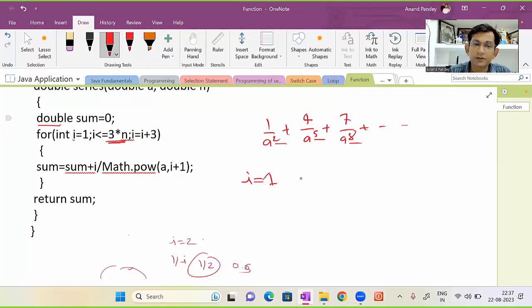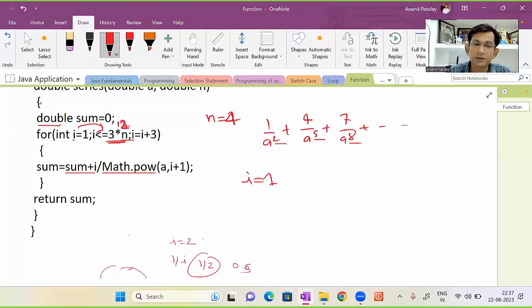This I have explained, I think, in the programming of series. You can watch from there also, but still I will explain here too. i equal to 1. What is the value of n? Consider the value of n is 3. Or I am taking n as 4. So n is 4, and 4 into 3 will be what? 12. Here it is 12.